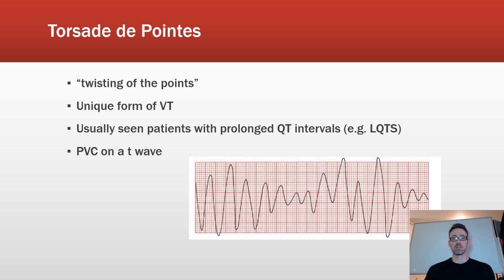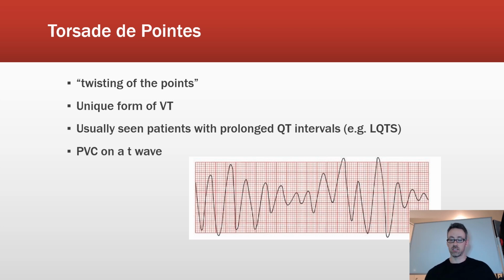And what happens is, with a longer QT interval, if they have a PVC, the PVC could actually then occur at the same time as repolarization is occurring, and so we call that a PVC on a T wave. And if you see this occur on a T wave, they can go into either a short run or a prolonged run of VTAC.